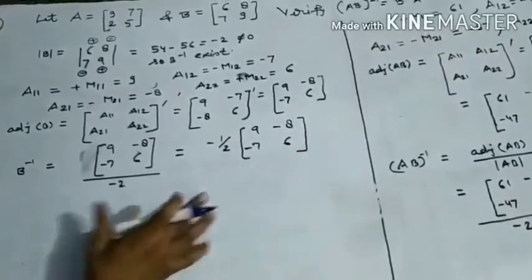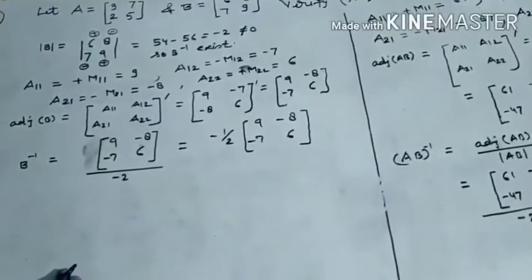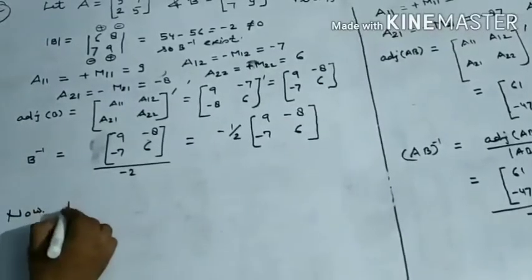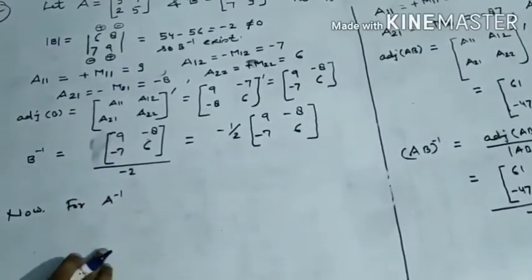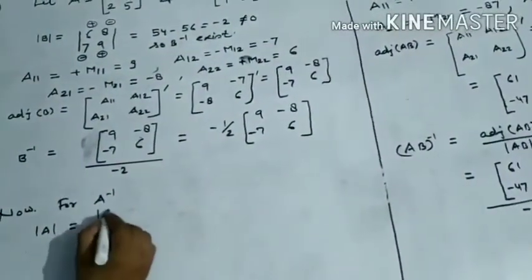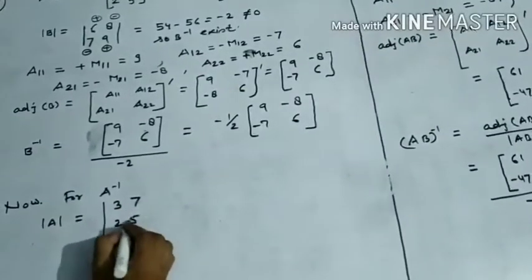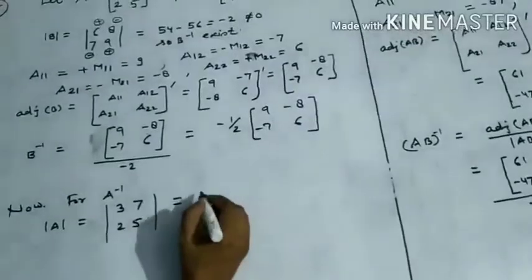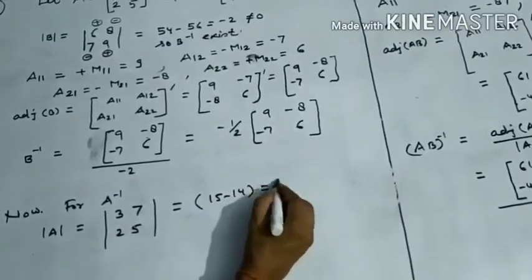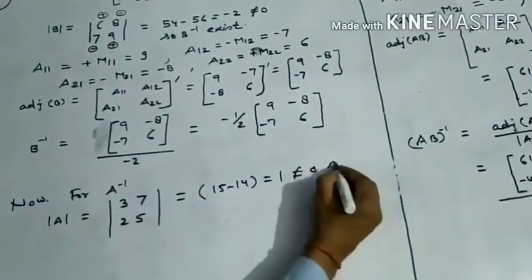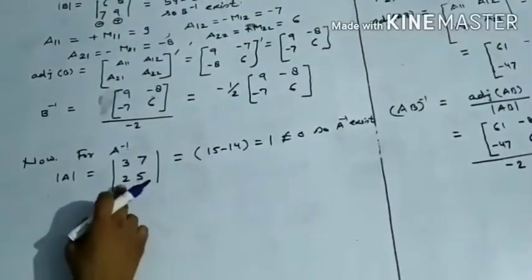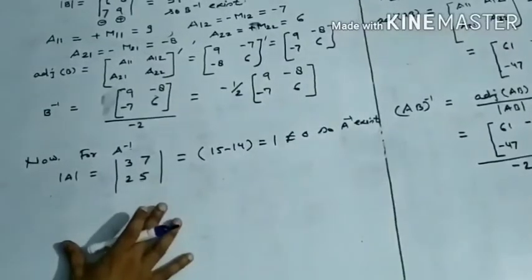Now after this we want to calculate A inverse. So for A inverse we want to find out the determinant value of matrix A. So determinant of A is equal to 3, 7, 2, 5, or this is equal to 15 minus 14, or this is equal to 1, which does not equal 0. So A inverse exists, because after that we want to calculate the cofactor of each element of the matrix A.